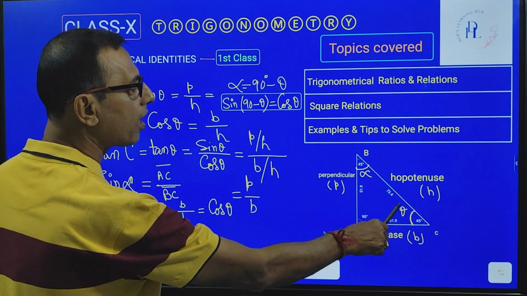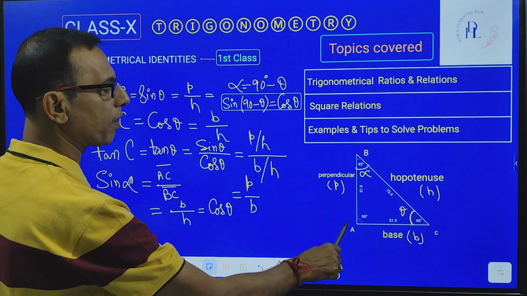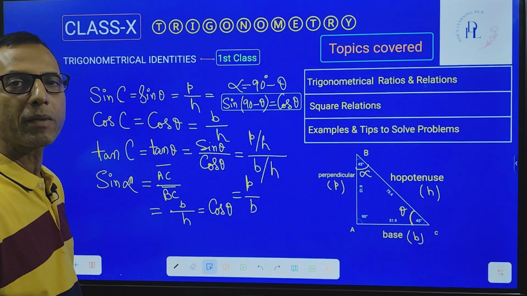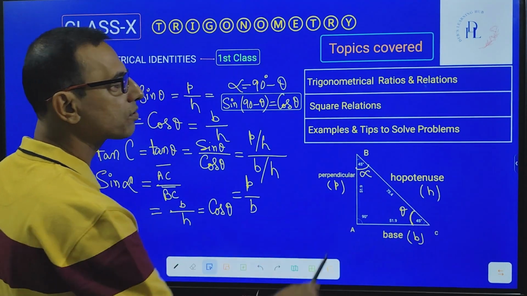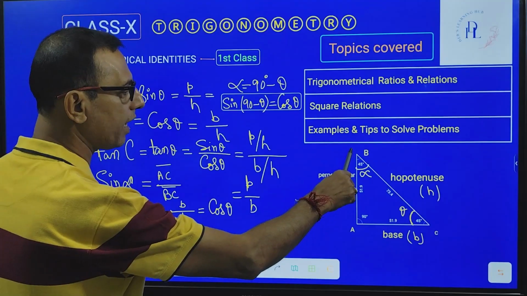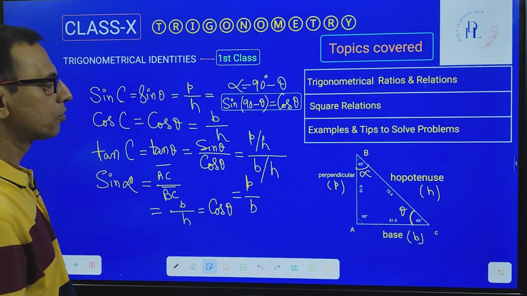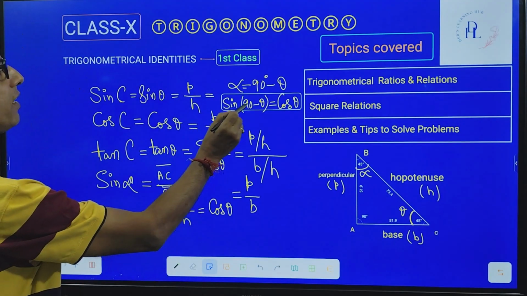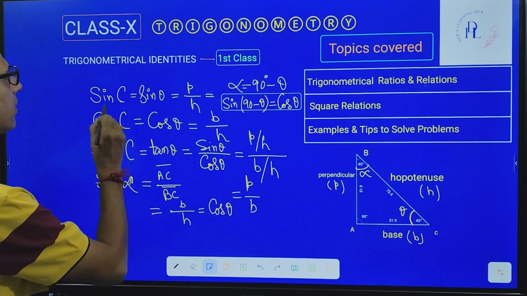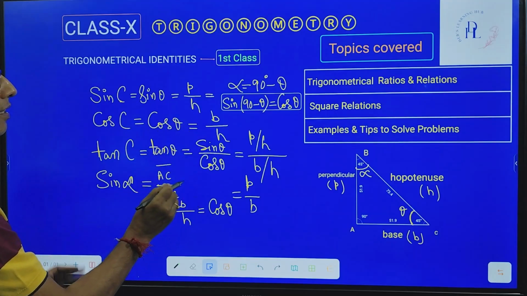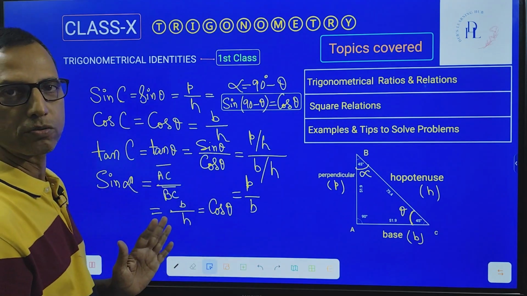When you are considering theta, you will consider this AB as perpendicular, AC as base. And when you are considering alpha, you will consider this AB as base and AC as the perpendicular. So that is why now we have proven sine of 90 minus theta equals cos theta. Sin theta, cos theta and tan theta are the trigonometrical ratios.